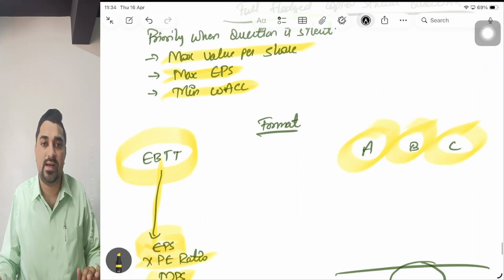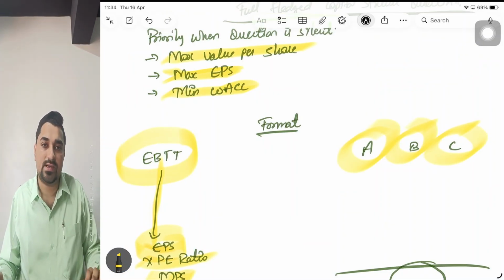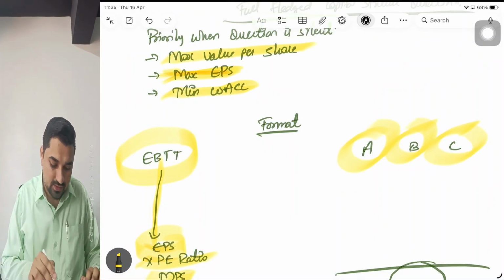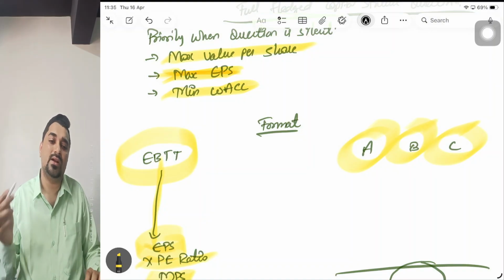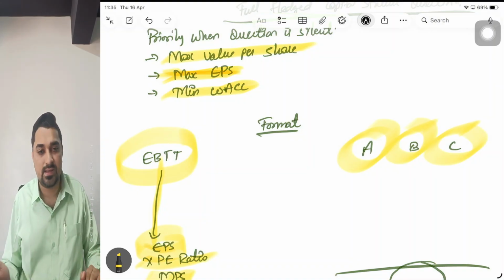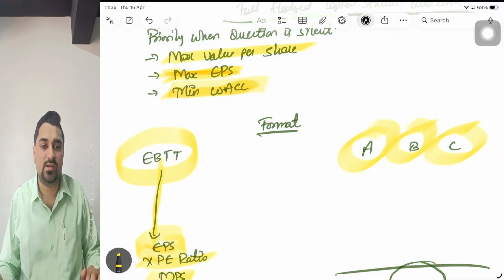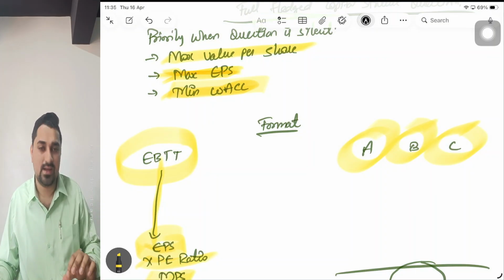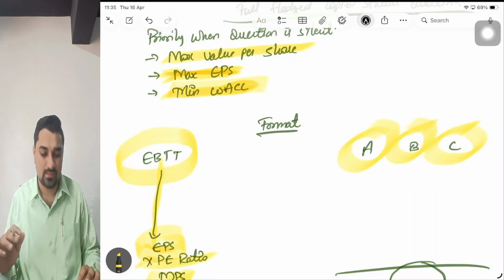Suppose you don't have data to calculate market price per share, you don't have the P/E ratio, then you need to stop where there is maximum EPS. Sir, I don't have income-side related data. How do I take a capital structure decision? Then you take it using WACC. Wherever there is minimum WACC, you will choose that financial option. Again, these are one more variety of exam questions from this chapter.